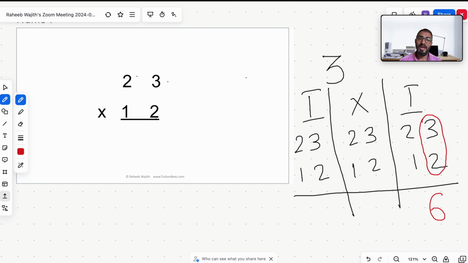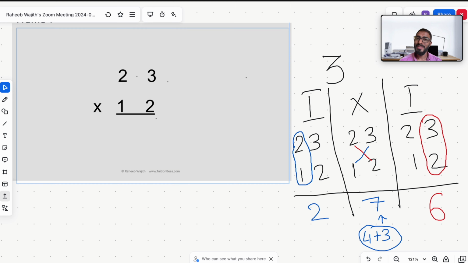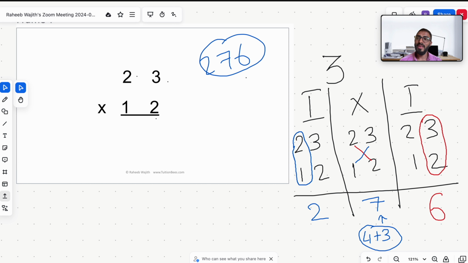We write that here. And now coming to the second step, we multiply these two numbers, cross multiplication. So 2 into 2 gives us 4 and 3 into 1 gives us 3. So it will be 4 plus 3, which gives us 7, which is already written here. Now coming to the last step, we take these two numbers and multiply them vertically. So 2 ones are 2. So here is your answer, 276. 276 is your answer.